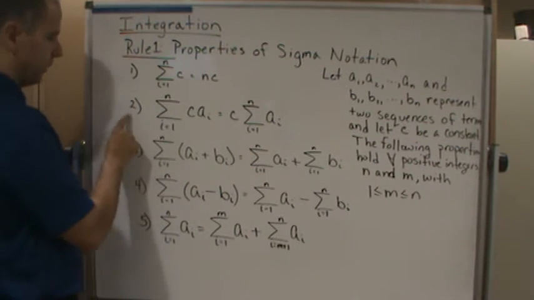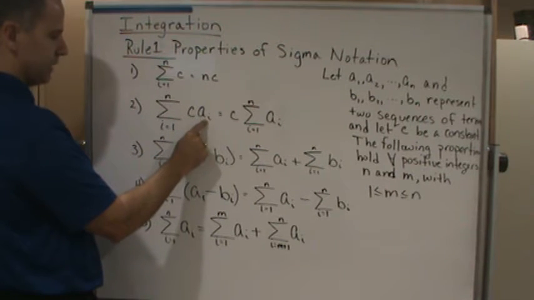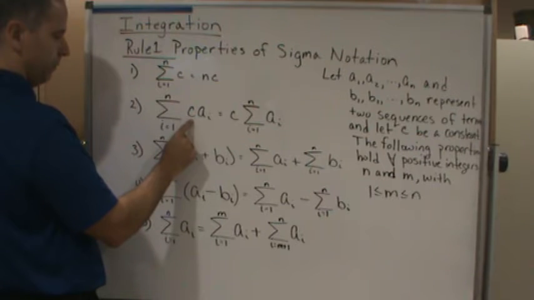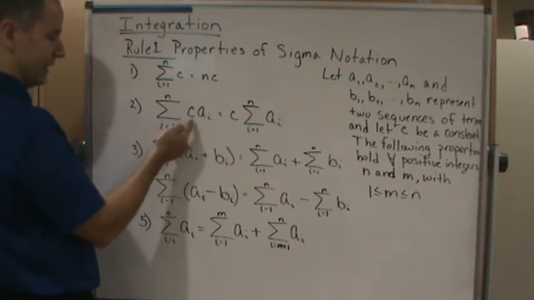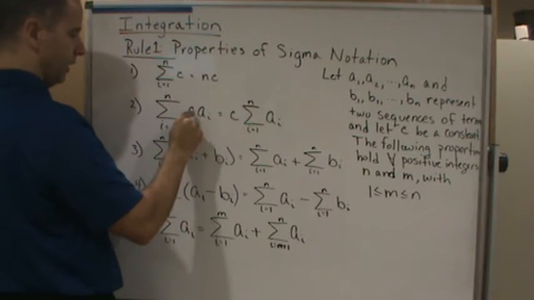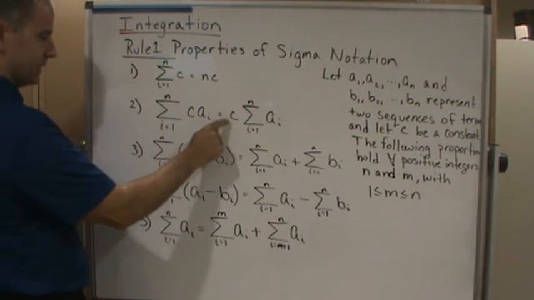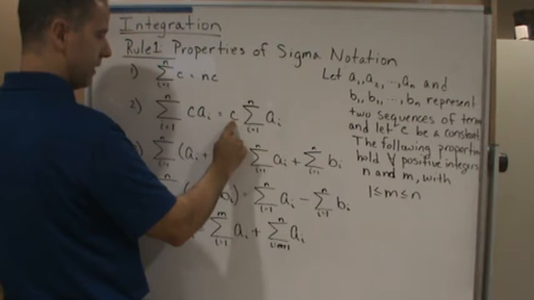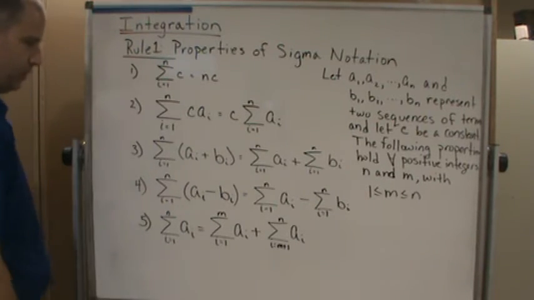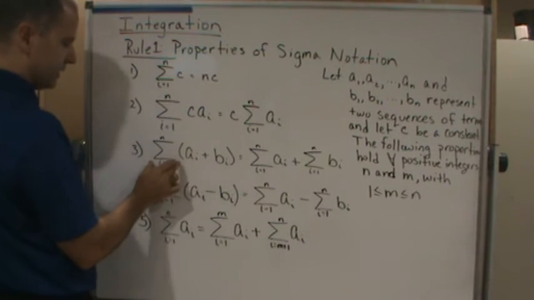Rule number 2, or property number 2, says that hey, if I have a c times terms of a sequence, A1 through AN, then if I want to sum all of these up, then I can factor out the c, right? Because it's just a sum of terms where they have a common factor of c. So I can pull out the c, right, out of the sum, and it becomes the constant times the sum of the terms. Okay?